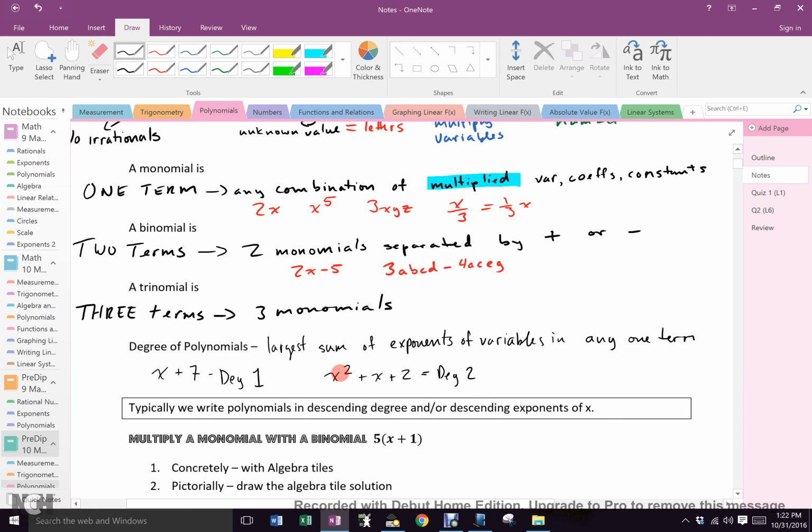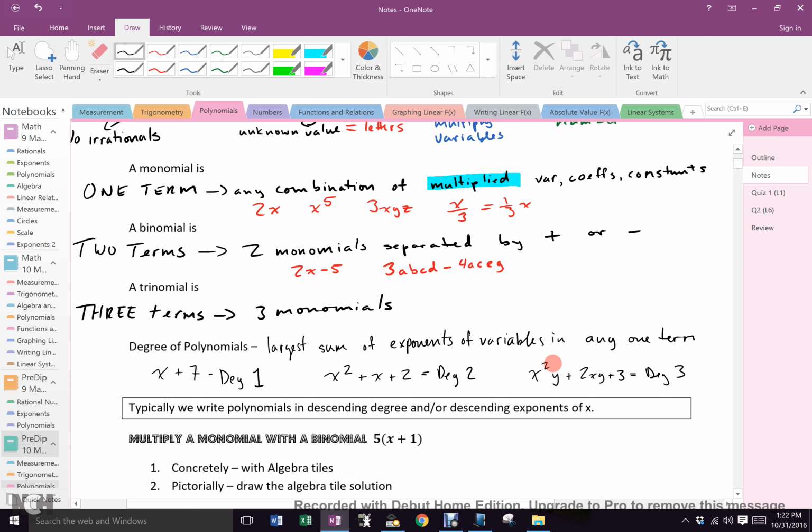Because you go to the largest sum of the exponents with variables. So there's only one variable with exponents. It's got a 2. Everybody good? Okay, so that's a degree 2. X squared y plus 2xy plus 3. What degree is that guy? 3. Right. That is a degree 3 because 2 plus 1 makes that the third degree.